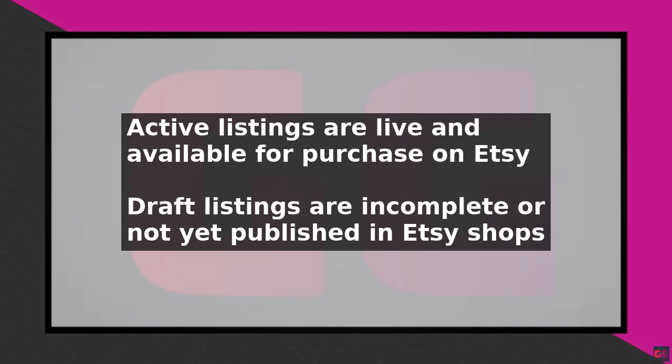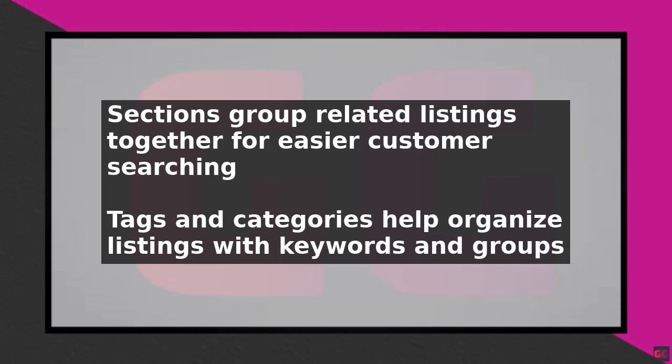Next, let's talk about sections. A powerful tool for organizing your listings. Sections allow you to group related listings together, making it easier for customers to find what they are looking for. To create a new section, click on the Add Section button and give it a descriptive name, such as jewelry or home decor. You can then add listings to this section by clicking on the three dots next to each listing and selecting the section you want to add it to.